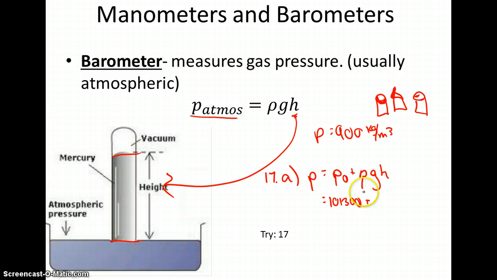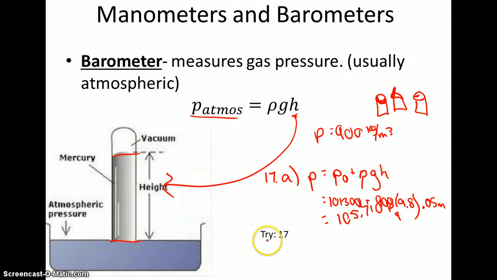And so we're going to use 101,300 kilopascals. Density of oil is 900 kilograms per meter cubed. Gravity is always 9.8, and the height of that column is 0.05 meters, which should give us a pressure of exactly 105,710 pascals. Whoop! Sorry for running away there.